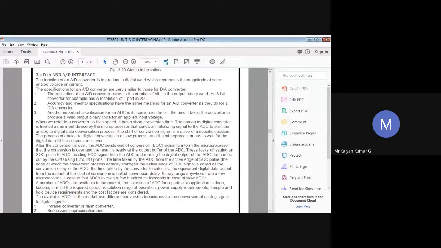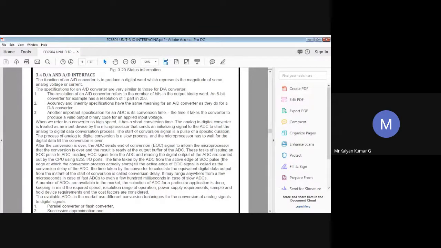Okay. So to repeat, we have 2 different types of classifications for A to D converters based on the principle we follow. The first group includes successive approximation, counter type, and flash type converters. The technique used here is that the given analog signal is compared with an internally generated analog signal and classified accordingly. We will see in detail how it works.